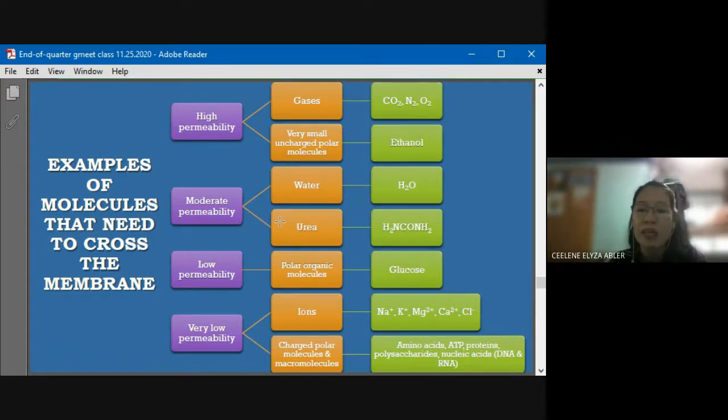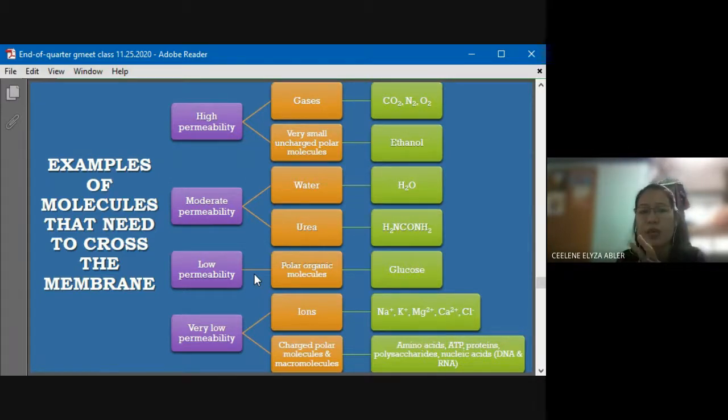So, the byproduct is actually urea. In humans, the byproduct is urea. That's what makes your urine smell bad. Okay, your urine smells because it has a urea portion. So, that's that. Another thing is we have very low permeability.